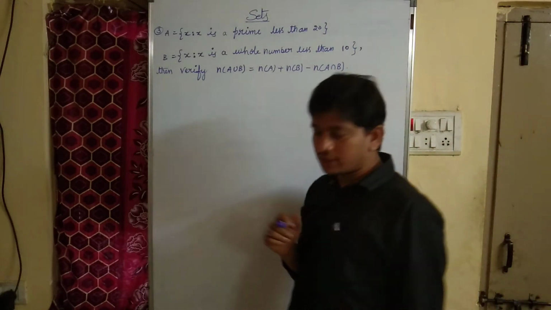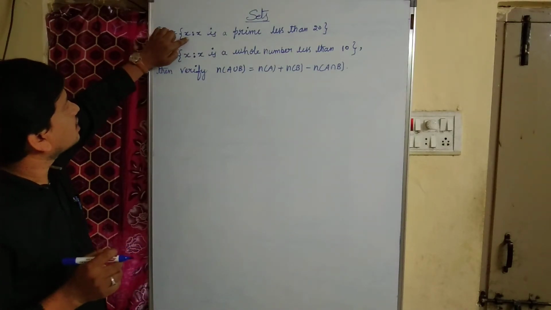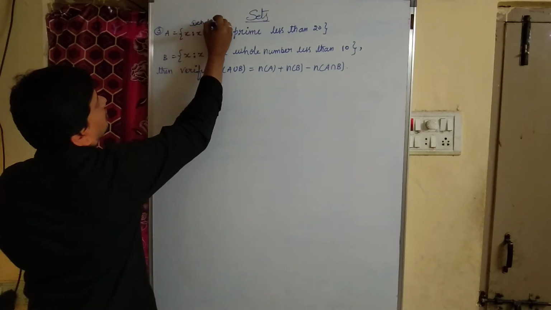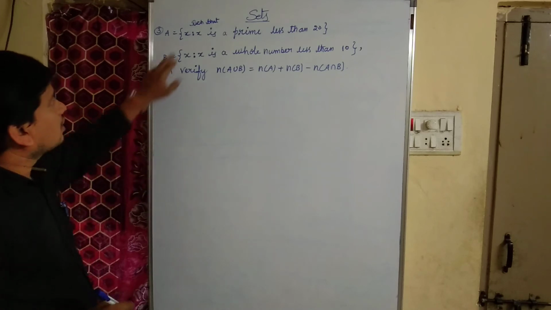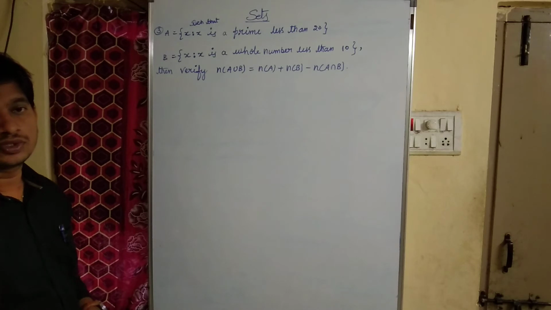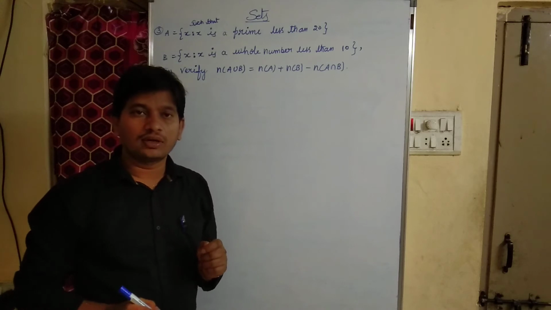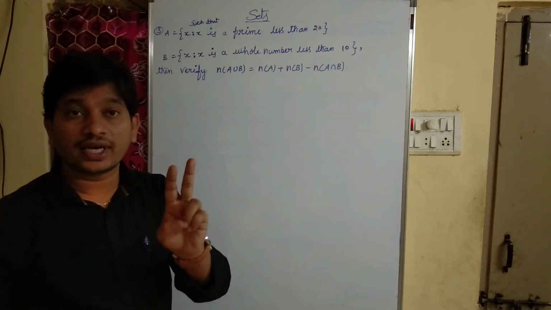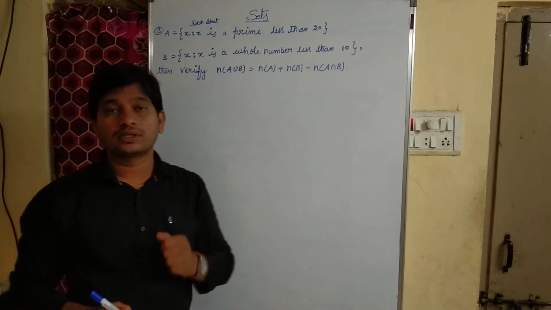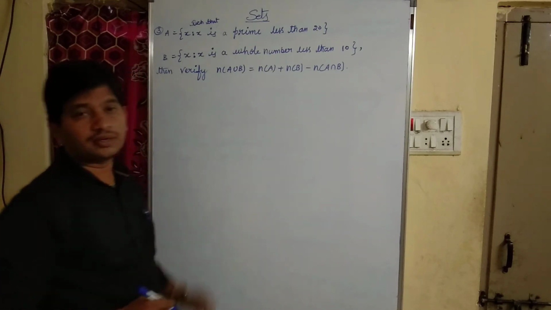Now coming to third question, given set A is x such that x, how to read this is called such that, x is a prime less than 20. You know what are the prime numbers? The numbers which are having only two factors, that is 1 and itself. They are called prime numbers, primes. Okay, you know what are the prime numbers which are less than 20?